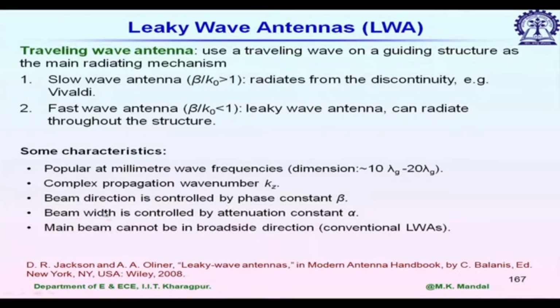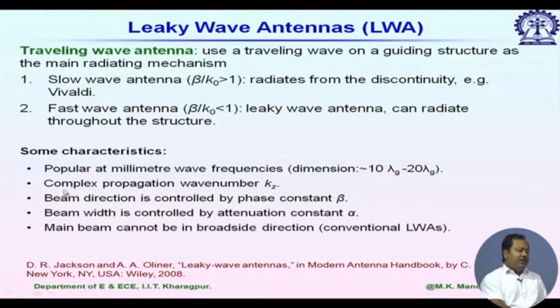Some basic characteristics: since this structure leaks power throughout its length, so we have to use the complex propagation wave number kz. We have both alpha part and beta part. It will be basically a wave guiding structure with some sort of semi open or open structure, so that it can radiate or leak power throughout its length. Then the alpha part is non-zero for the guiding structure.